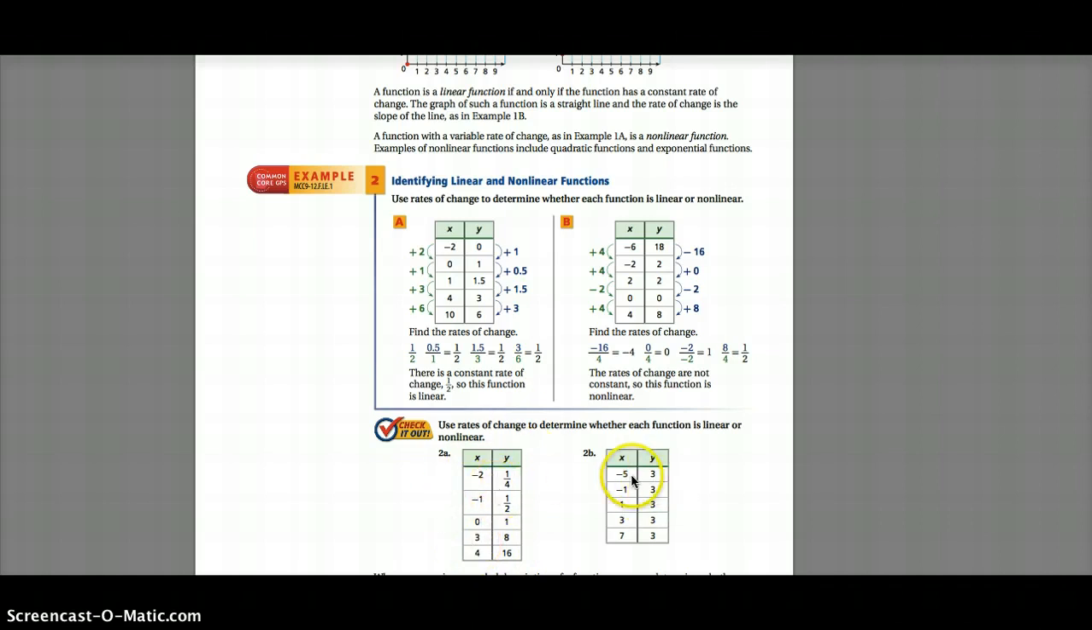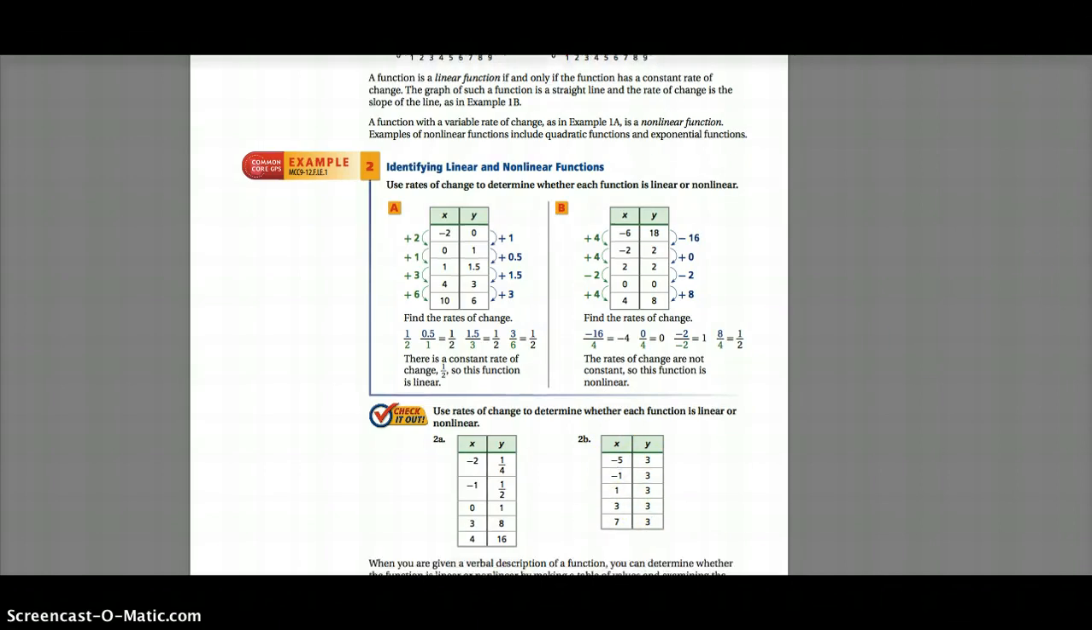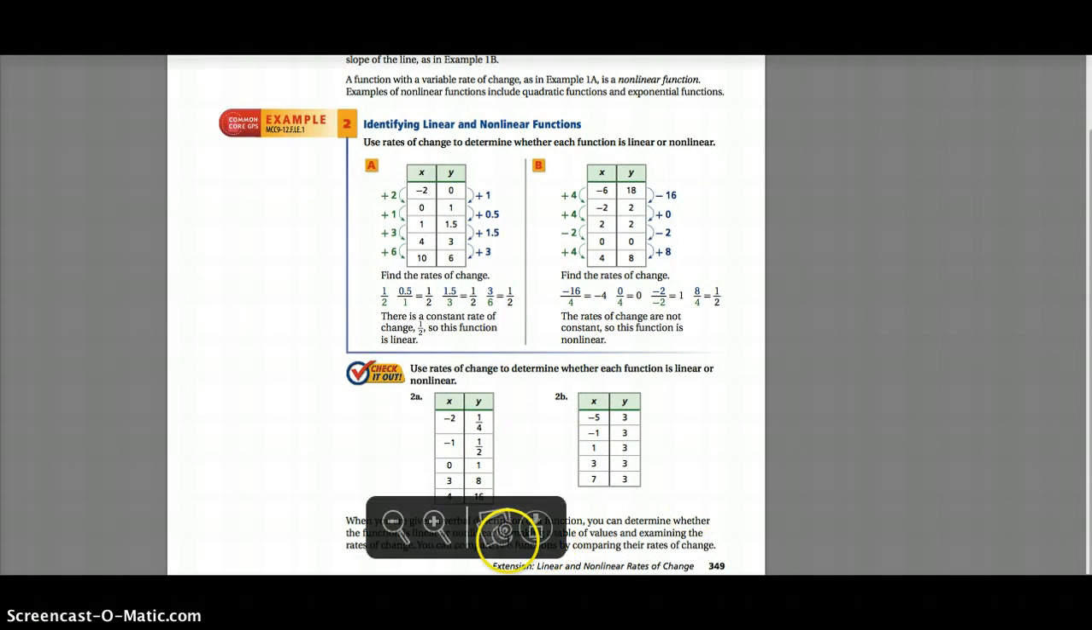Now here, if we look at this, we're going to have a change of 0, a change of 0, a change of 0. So this is actually going to be a linear function. So the change is actually going to be 0. It's not going to have a slope. But since this is 0, no matter what this is, it's always going to be 0 over something else, making it linear.